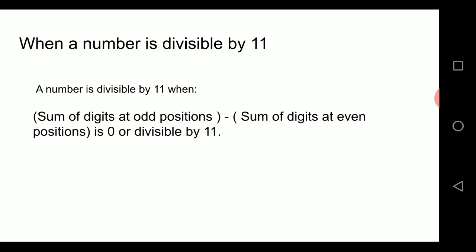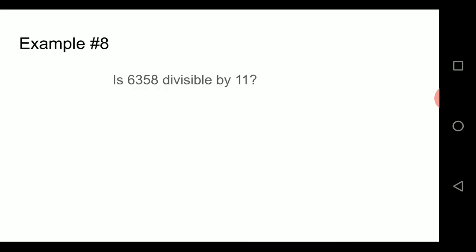Given any number, first you sum up all digits in the odd positions, then you sum up all the digits in the even positions, and then you subtract them. If you get a 0, or you get some number that is divisible by 11, then the number is divisible by 11. So if any of these two conditions is met, the number is divisible by 11. Let's find out. Is the number 6358 divisible by 11? Take a guess. You can just compute this in your head and see if it is correct.